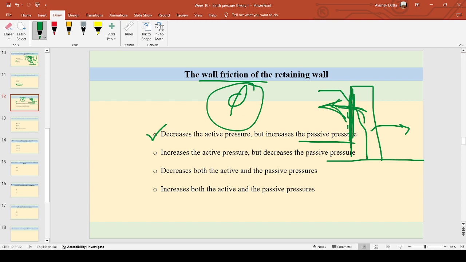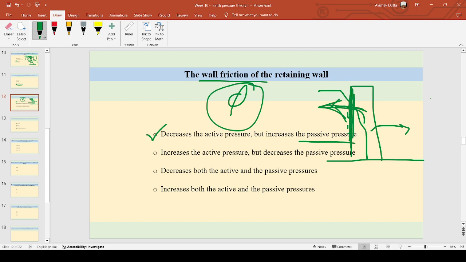And that pressure applies during the passive pressure state, isn't it? The wall is moving towards the backfill. The opposite happens during the active pressure, when the wall is moving away from the backfill and the backfill is losing contact with the wall friction, if the wall has friction at all. So when the backfill is losing the wall friction, the pressure will decrease.